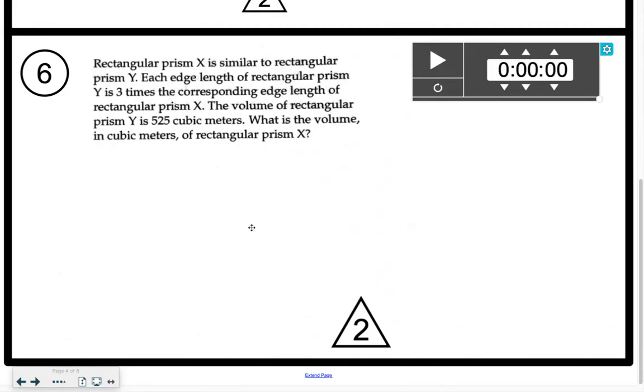Moving on to number 6. This one, I am not going to worry that it's a rectangular prism, in the sense that the volume is length times width times height. This one, I'm going to use the idea of scale factors, and I use it when we have similar figures. So the way it works is this.